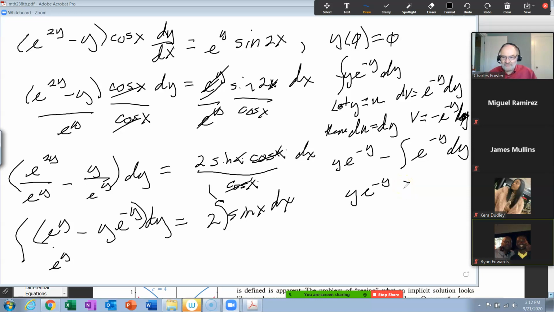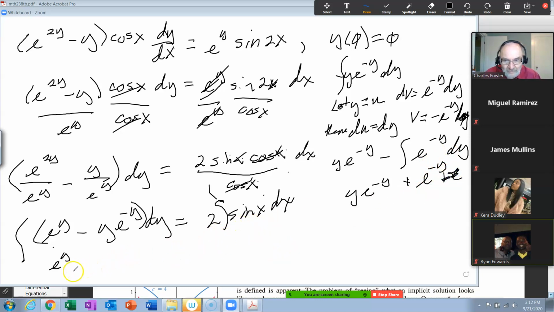Okay, there's too many moving parts here. The integral of e to the minus y dy is minus e to the minus y. You have a minus out in front, so those two minuses become a plus. So that's going to be plus e to the minus y. Okay, now after this one we can put our plus c. Well, it doesn't matter. We're going to put it on the other side.